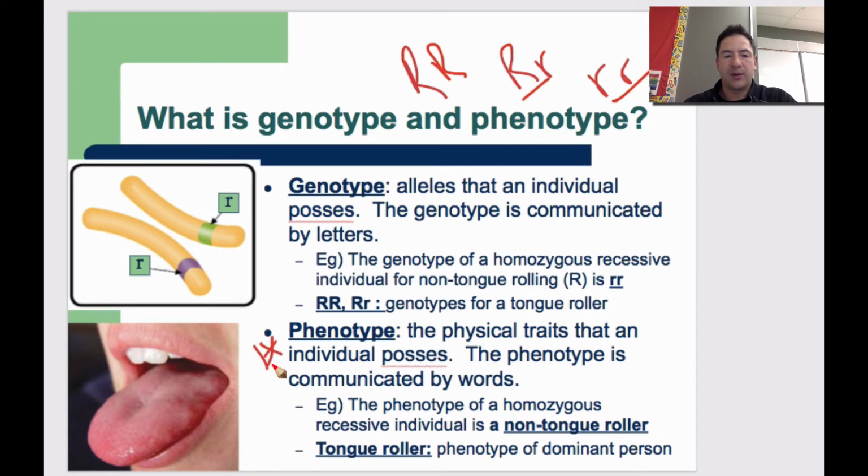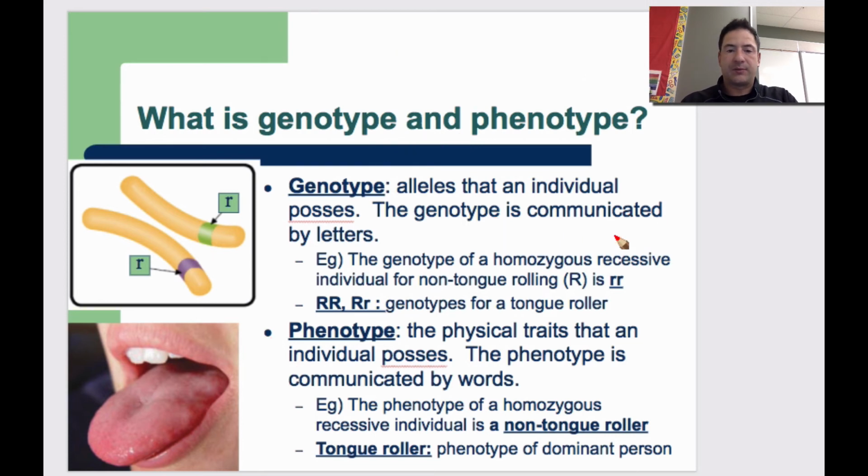The phenotype, on the other hand, is a little bit different. The phenotype is the physical trait that an individual possesses. The phenotype is communicated via words, not letters. Genotype is communicated through letters, and this is communicated through words. For example, if I'm talking about tongue rolling, the phenotype would be tongue roller or non-tongue roller, whereas the genotype might be homozygous dominant or heterozygous. A heterozygous individual can also be known as a carrier. So carrier, heterozygous, same thing. You have to know the difference between genotype and phenotype, as that'll lead us into our Punnett squares.